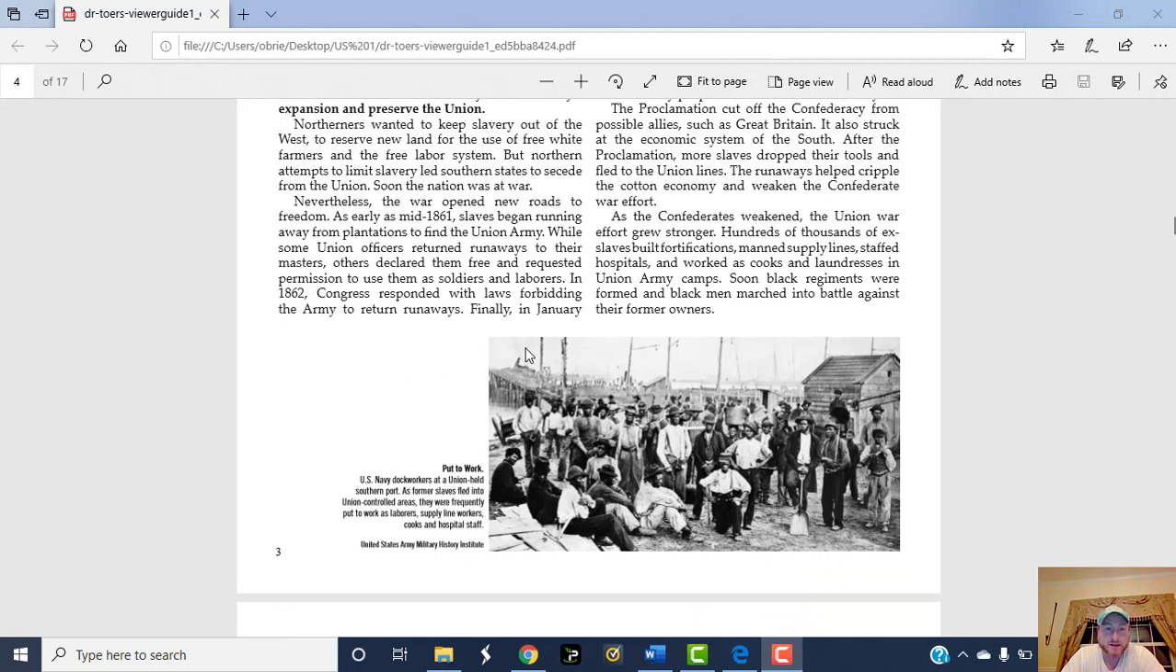Northerners wanted to keep slavery out of the West to reserve new land for the use of free white farmers and the free labor system. Remember, that was called the free labor ideology: white farmers were not against slavery for moral reasons, but because they could not compete with a system of slave labor. They couldn't compete with large farmers that were able to afford to get slaves. So they felt if a new territory allowed slavery, it would preclude them from moving out to that territory.